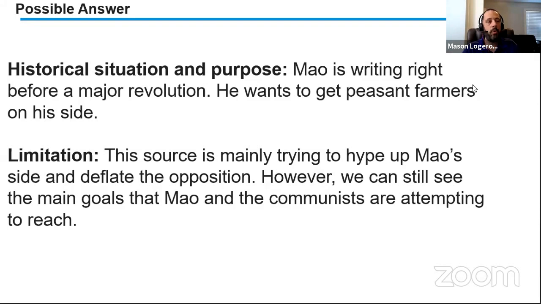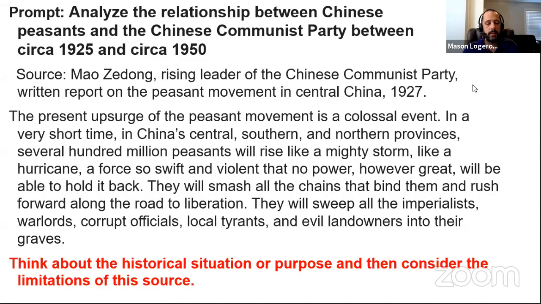For example, we can think about the main goals that Mao and the communists are trying to reach. Look at this last sentence. We're going to sweep all the imperialists, warlords, corrupt officials, local tyrants, and evil landowners into their graves. These were the goals of the Communist Party. So we already have the listing of goals from this document. So yes, there's bias, yes, there's limitations, but we still can see some historical ideas there.